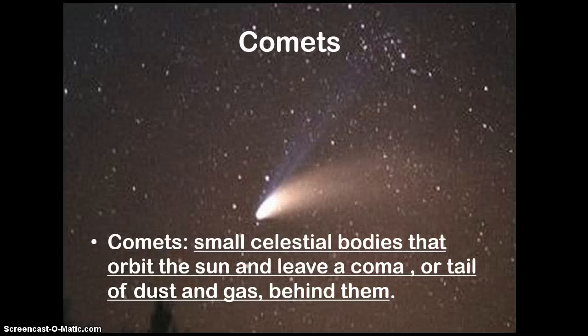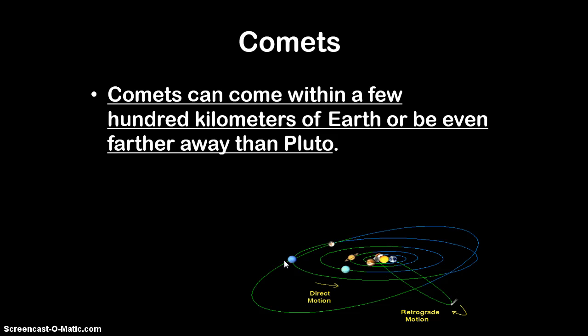Comets are smaller celestial bodies that orbit the Sun and leave a coma or a tail of dust and gas behind them. So Halley's Comet, or here's a comet right here, and you'll see the trail. That's a comet. Comets can come within a few hundred kilometers of Earth or can be even farther away than Pluto. Here you see the orbits of the planets, the kind of blue and green thing right here. This out here, this is the path of a comet. For whatever reason, their orbit is something different.